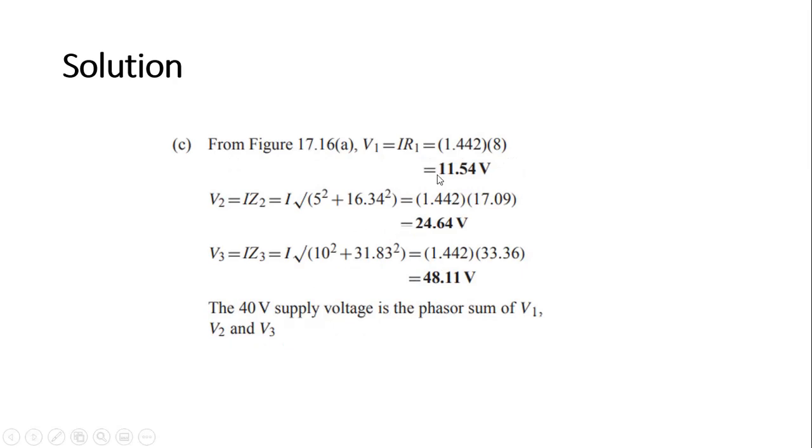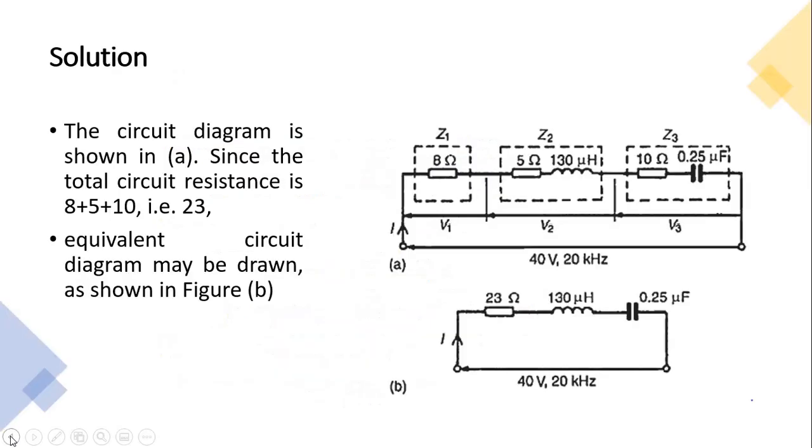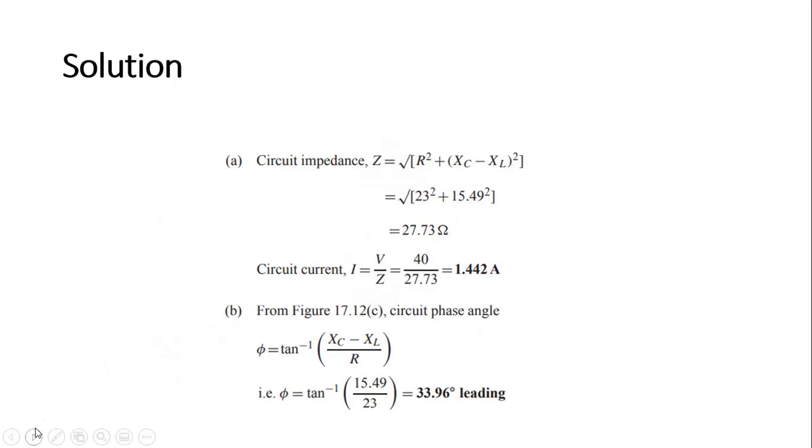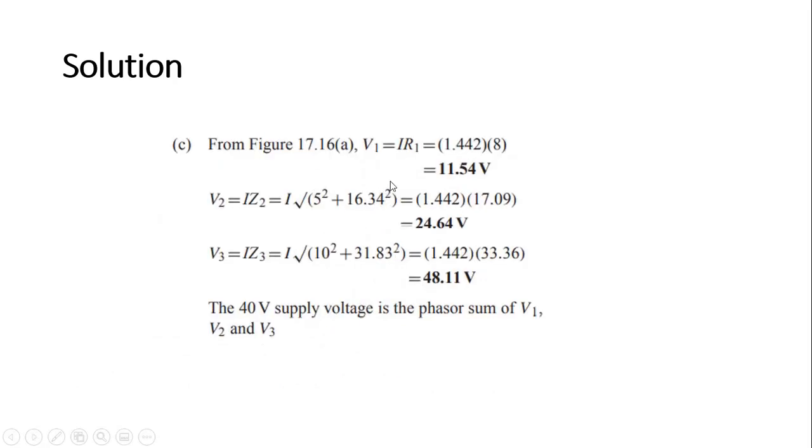Okay, we got 17 for the XL. If we are going to find the Z for this one here, the Z will be what? 5 squared plus the inductive reactance that we got, and the inductive reactance is 16.34. That's why you have 16.34 here. So you square it and you find the square root. When you do that, you get 17.09. Then you multiply it by the current, you get 24.64.